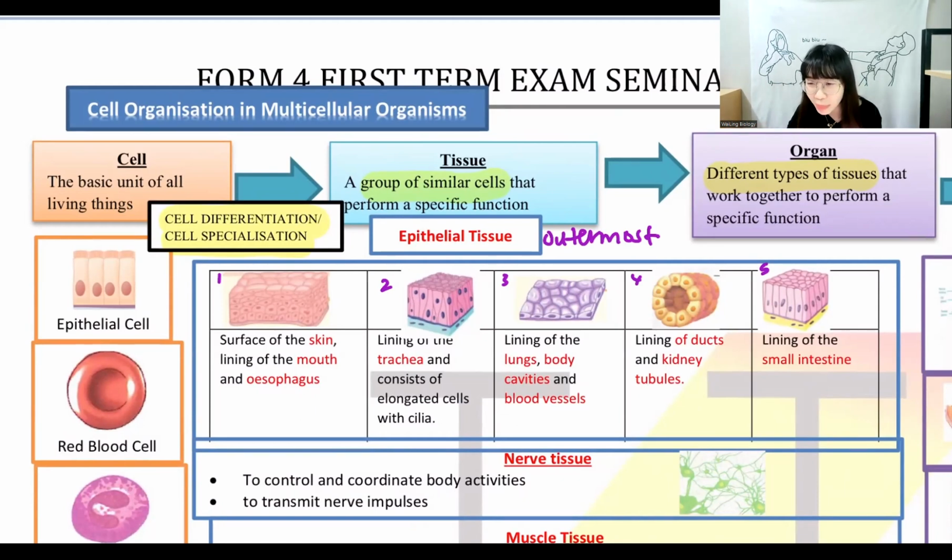For plants, it is epidermis, correct? For plants it is called epidermal. For animals it is called epithelial. We will learn about plants later, but it's referring to the outermost layer.